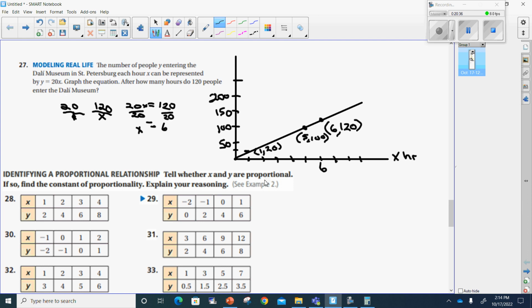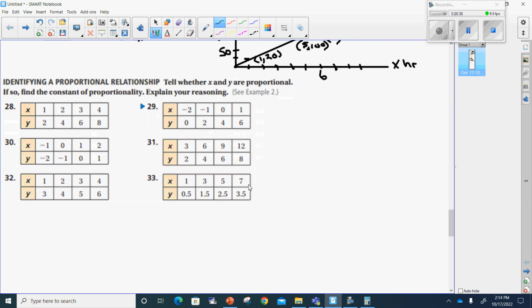All right. Let's go ahead and move down to number 29. It says identify the proportional relation. Tell whether x and y are proportional. If so, find the constant of proportionality. Okay. So remember, we can simply take y over x. This is going to be 0 divided by -2, which will give us 0.